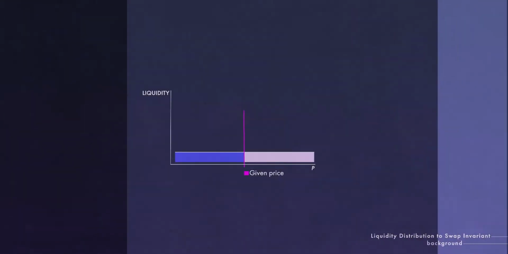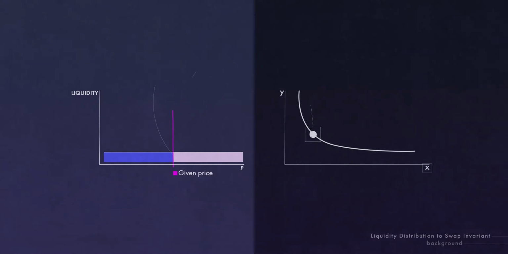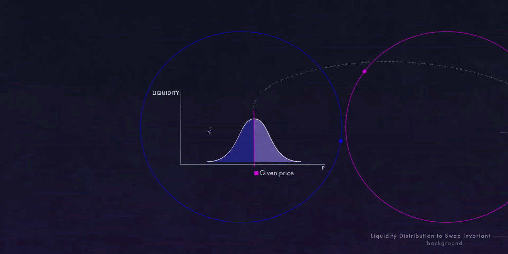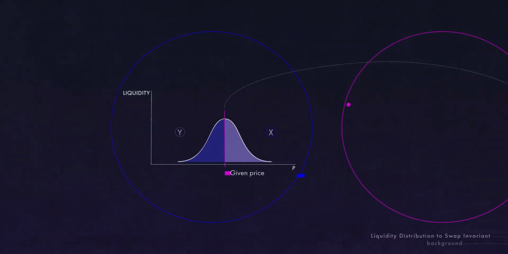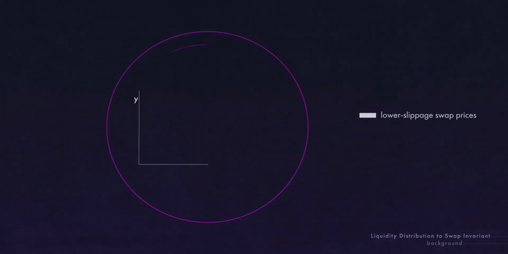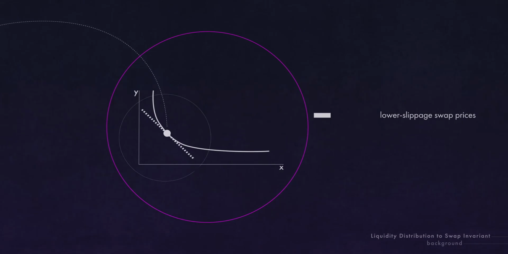This is why people think of V2 as not having concentrated liquidity, because the liquidity distribution is uniform across all prices. The liquidity distributions that are concentrated lead to constant slope portions of the swap invariant, which leads to lower slippage swap prices around the liquidity concentration.